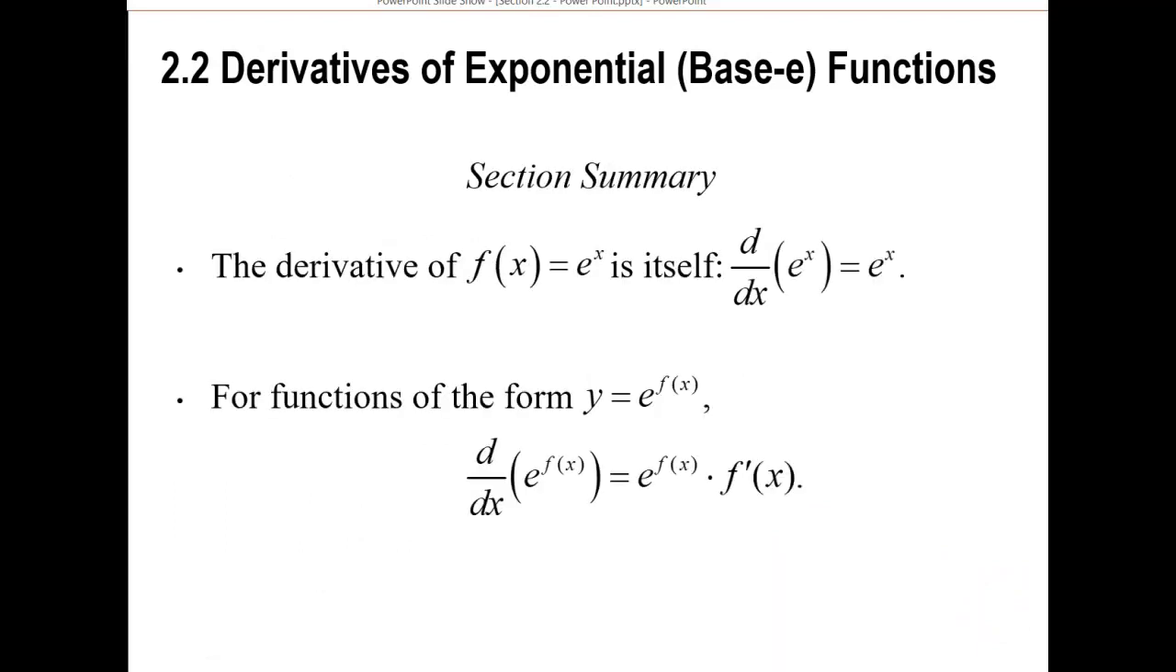All right, so our section here basically just talks about how to find the derivative of the function e to the x by itself, which is itself, e to the x, and how to find the derivative if you have e to a power, which means it's the original function e to the power times the derivative of the power. Okay, that is the end of section 2.2.